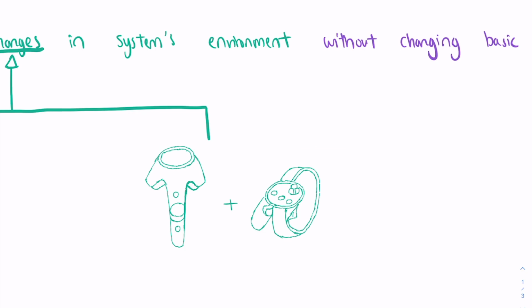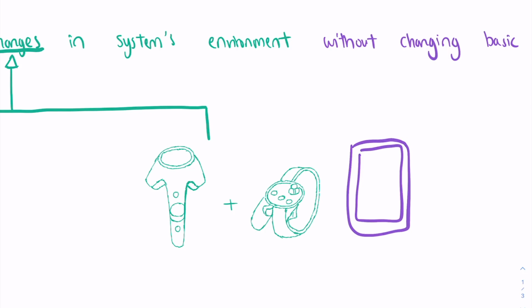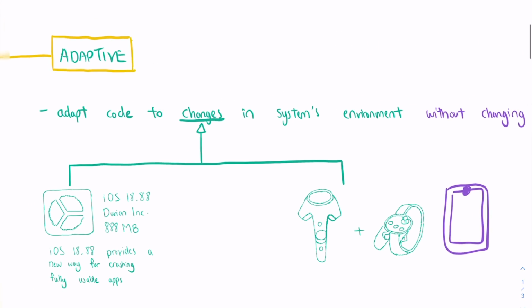And other examples might be the fact that new flagship phones are being introduced, whether with or without the notch on top. All these things you need to conform to whenever the hardware changes. So these things are known as adaptive maintenance.